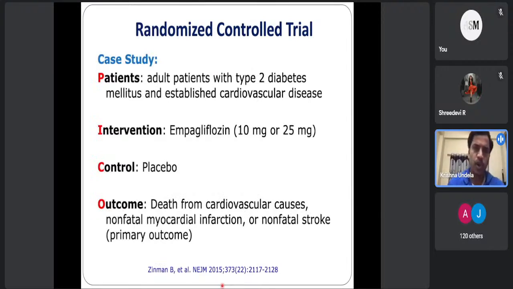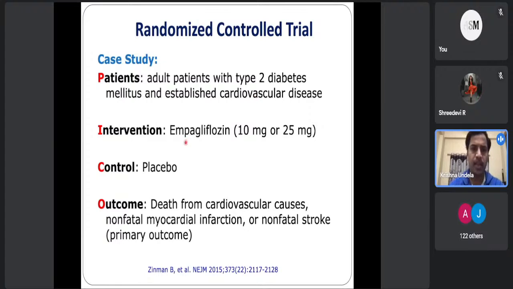So now we will discuss one case study for this randomized control trial, and then we can perform some calculations. Just imagine that we are conducting a study with this PICO. P is patients, I is intervention, C is control, and O is the outcome we're expecting. Imagine that we are taking patients who have type 2 diabetes mellitus and also established cardiovascular disease. So the patients we are taking have two important conditions: diabetes, and already existing cardiovascular disease.